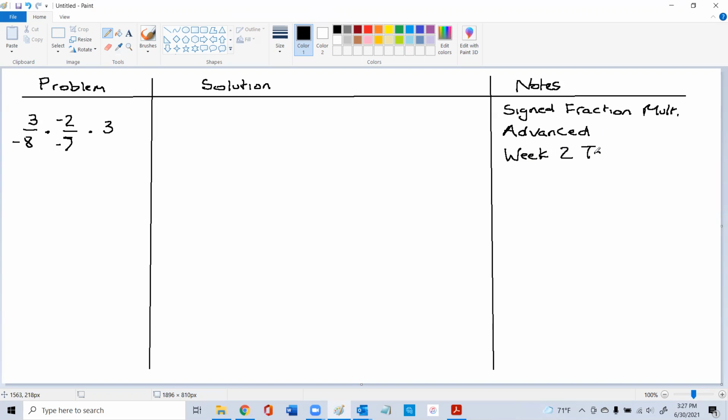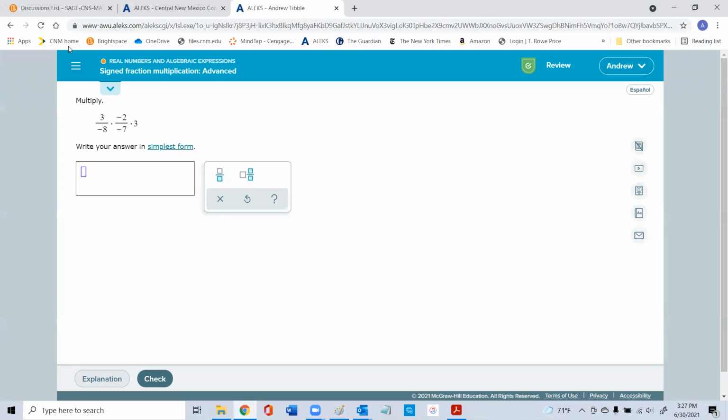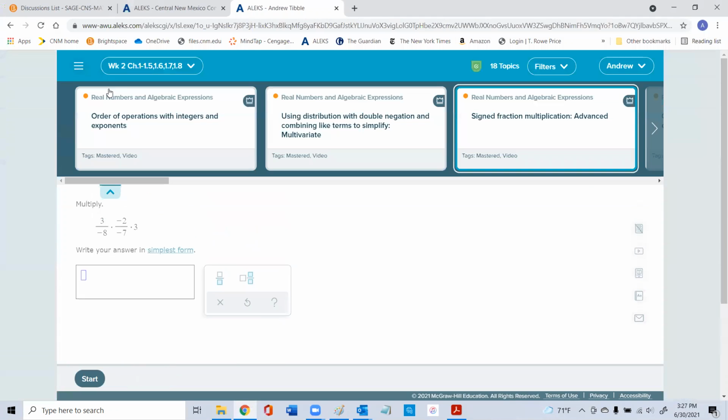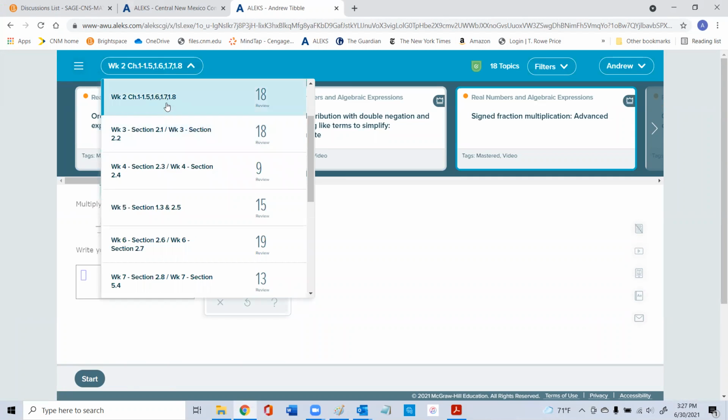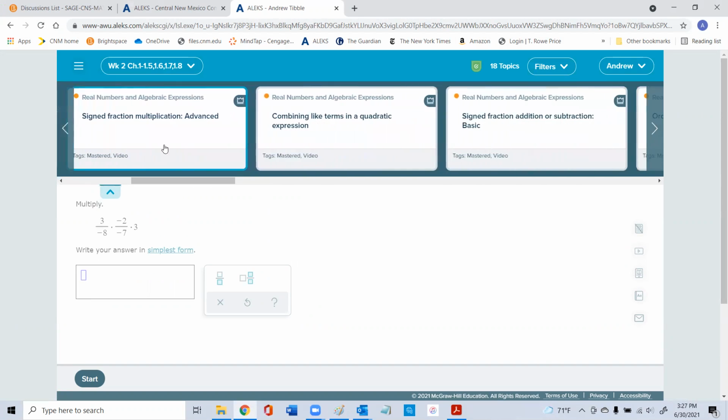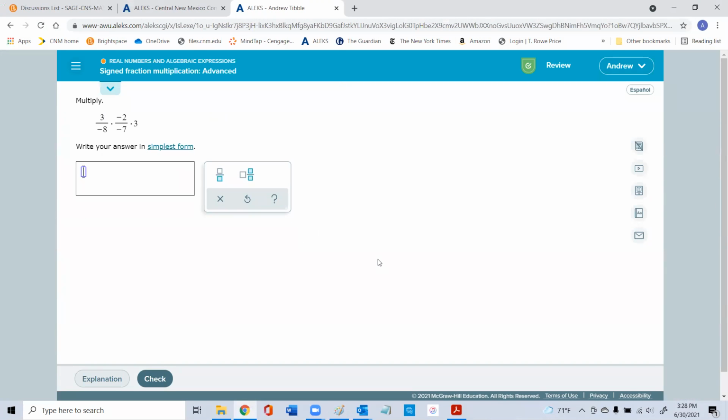Once you've worked in ALEKS for a while and you realize you need to practice a particular problem, it can be kind of tricky to get back to those problems and figure out where exactly they are. So if I know the title of the problem and know what week it's in, I can use this drop down arrow here, and there I have it. We're in week 2, and that's where I'm going to find that problem. And if I'm in the review, I'm going to find it in the carousel view, and there we go. So now we're going to try to work that problem through.